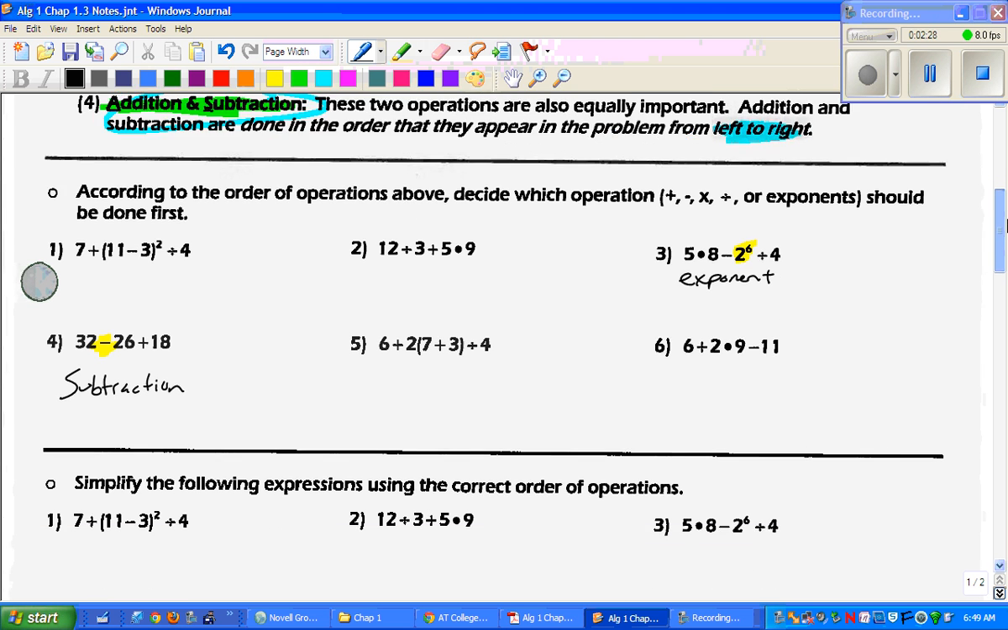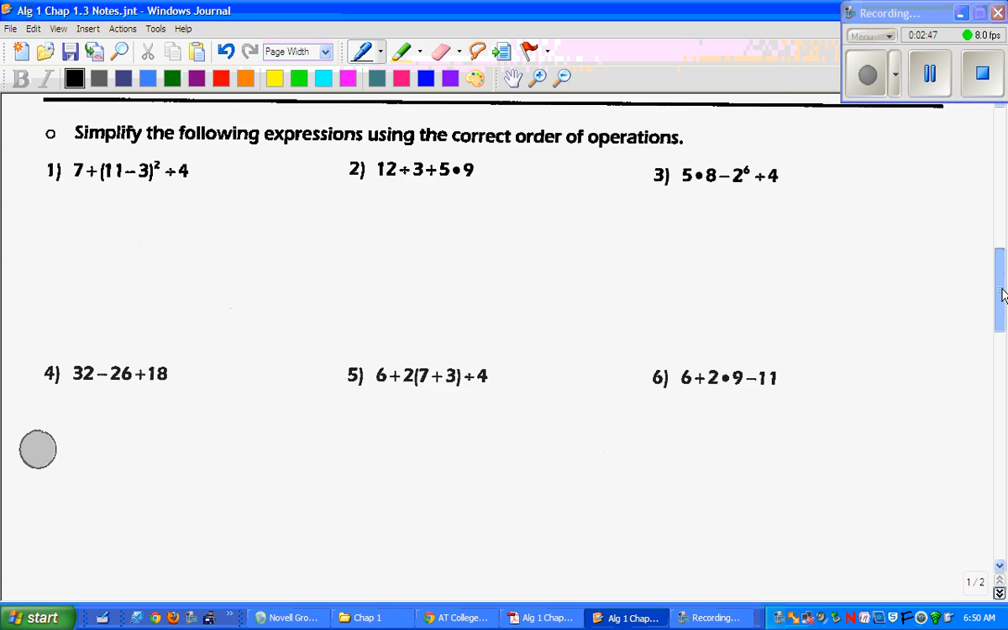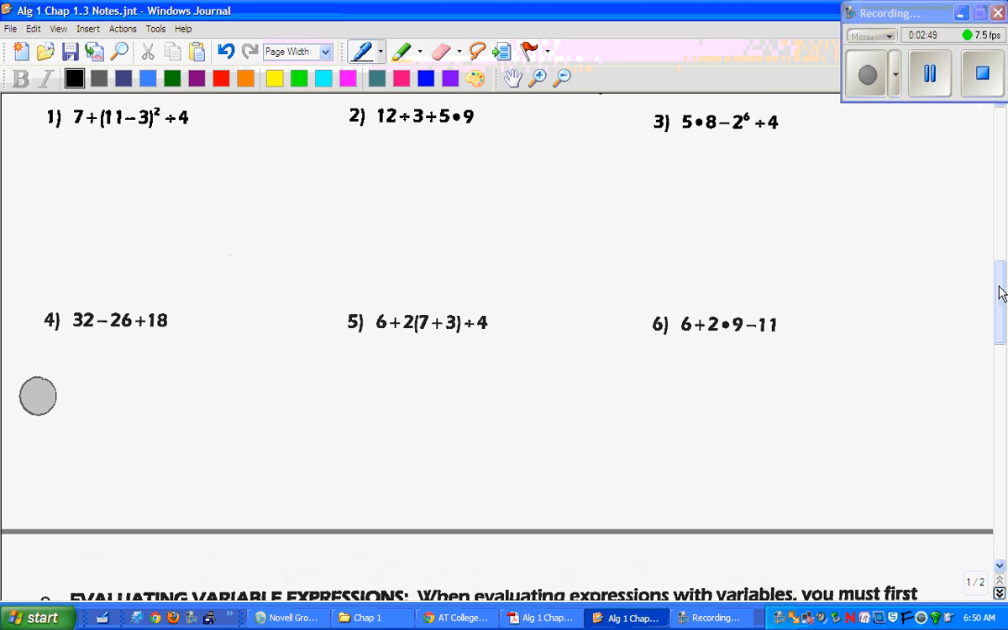All right, let's move down to some actual problems. Reading the directions, it says simplify the following expressions using the correct order of operations. These are the same problems that we had above, but now we're going to be going through them. Let's look at 5 and 6. Just to remember which ones we need to do, I'm going to write the order of operations down, and then we can check them off when we do them.